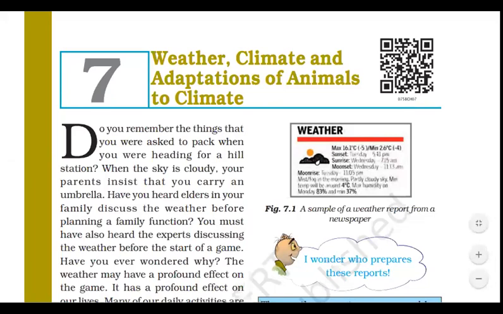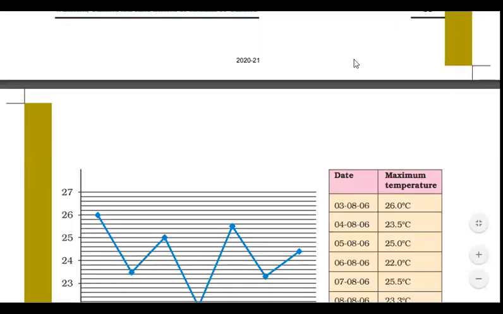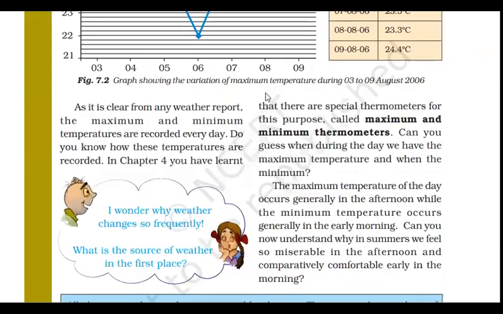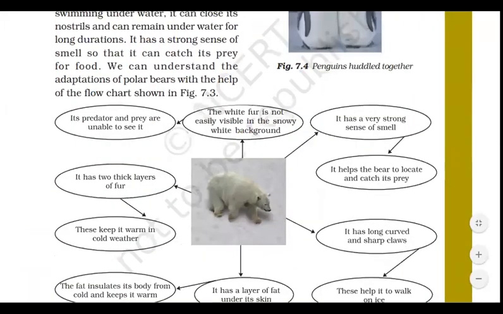So can anyone tell me which area is a polar region? Tell me which part of Earth is termed as polar region? Yes, very good. It's the areas around North Pole and South Pole, Antarctica and Arctic. Got it, very good. And what are the characteristics of those areas? What are the characteristics of polar region? Tell me, is it hot and humid or dry and cold? Yes, very good. It is cold and dry.